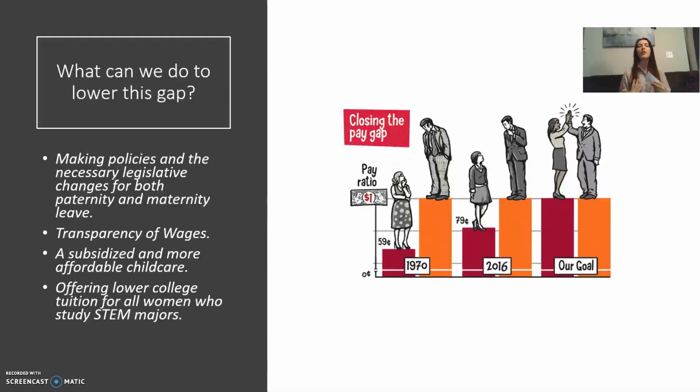But what can we actually do to lower this gap? One of the main things would be making policies and necessary legislative changes for both paternity and maternity leave. According to a study by Clark and Frey, paid parental leave and subsidized childcare would help get and keep more women in the workforce, contribute to economic growth, give children more health benefits, and give parents the option to choose their work-life balance.